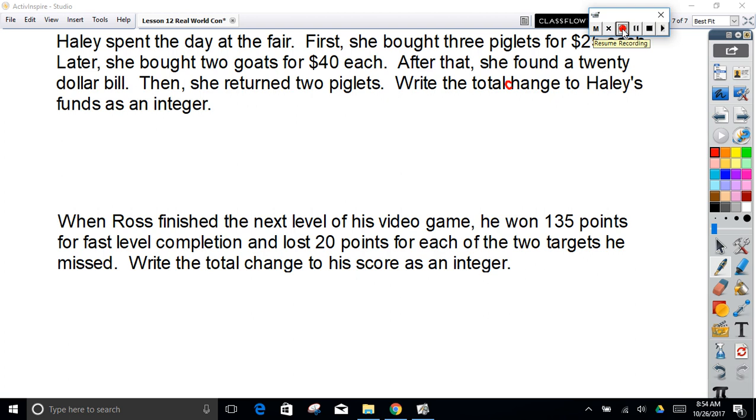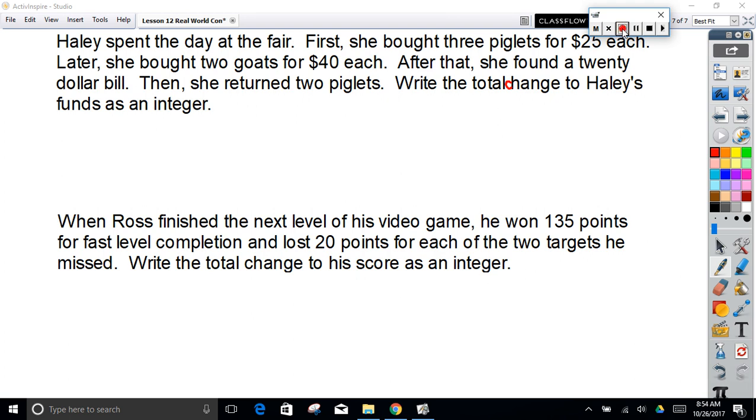Okay, let's look at this problem. I'm going to take volunteers on this because I saw a lot of wrong answers. Adria. Okay, I got negative $85. Okay, negative $85 is the right number. How could we write an equation as we go along for each step of this problem? Adria, did you write an equation? Yeah, I did in parentheses 2 times $40 for the 2 goats.